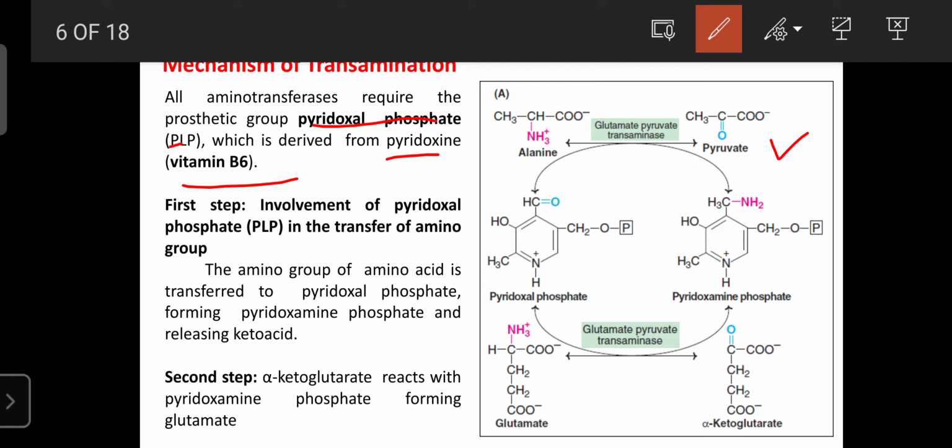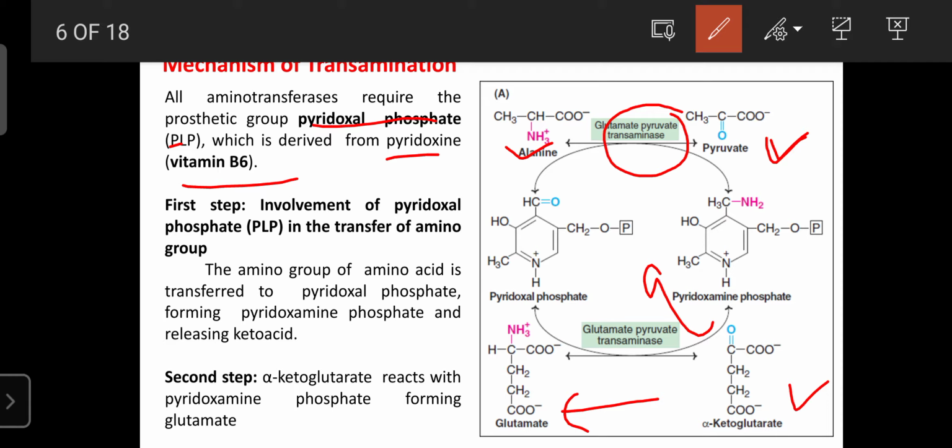Then this pyridoxal phosphate can conjugate with the aminotransferase enzyme. Then it can accept the amino group from alanine and is involved in the formation of pyruvate and alpha ketoglutarate. Later on, this enzyme was separated. Then the alpha ketoglutarate was converted into glutamate.